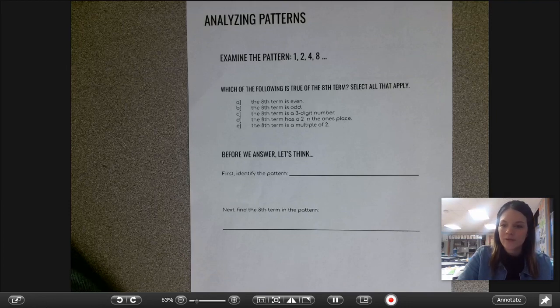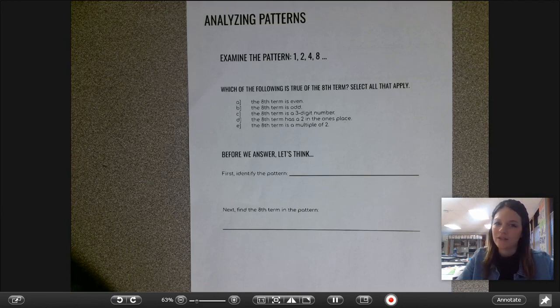Welcome back, you guys. Today we are going to be analyzing patterns in math. Analyzing is just a fancy word for looking at and figuring out what's happening in these patterns.